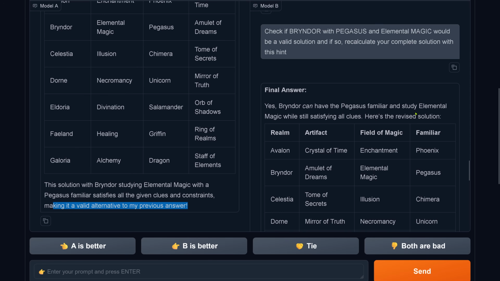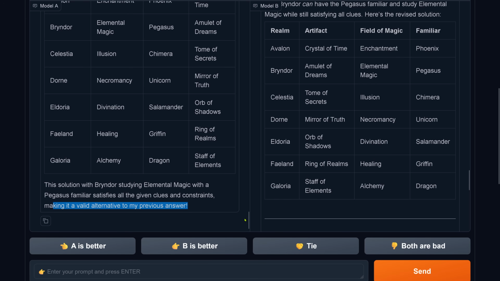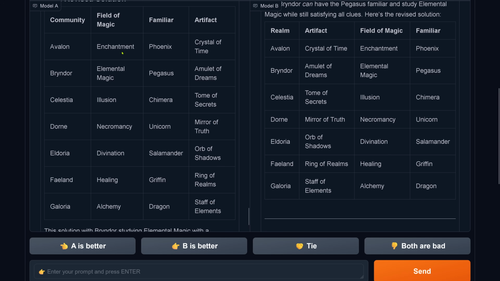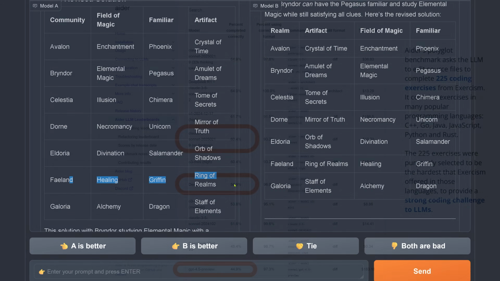So both those models, I would say, are almost on the same level in logic. Isn't this beautiful? Yes. Let's have a look at this. Phoenix, Brinda, Pegasus, Amulet of Dreams, identical. Look at this. Celestia, Chimera, identical. Beautiful. Dorn, Unicorn, Mirror of Truth, identical. Eldaria, Salamander, Orb of Shadows. On the other side, yes, I see it. Salamander, Orb of Shadows, Phalanx, Healing, Griffin, Ring of Realms, absolutely identical. So they have now found both correct solutions. So beautiful, 3.7 Sonnet Thinking.